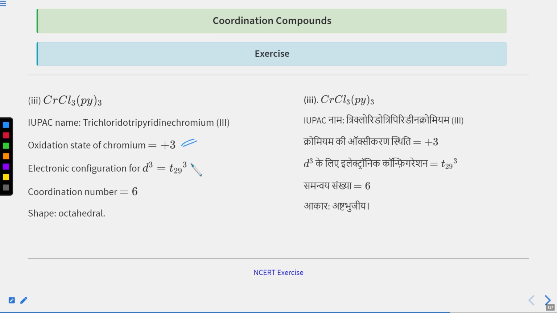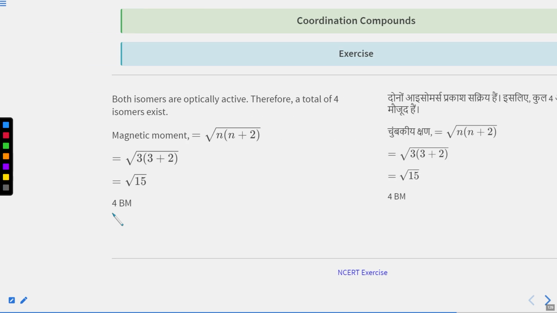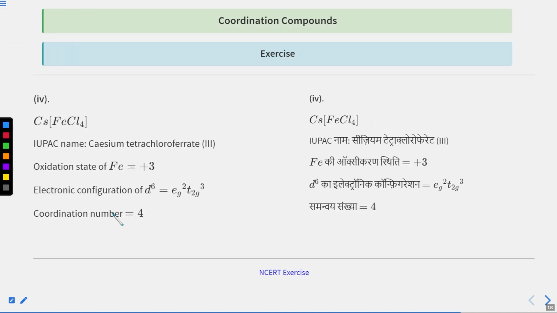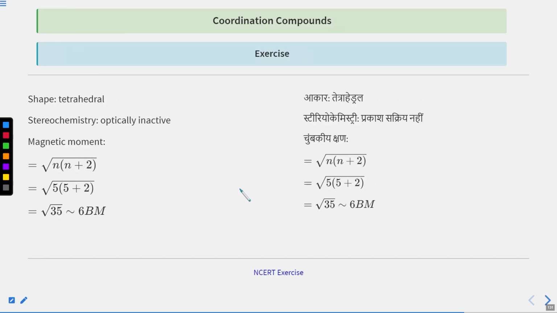What about this? It is t2g3 again, condition number 6. The magnetic moment will be again root of 3 into 3 plus 2. Next we have CrCl4 plus 3. It is weak field and the number of unpaired electrons is 5. That is maximum, so it will be 6.